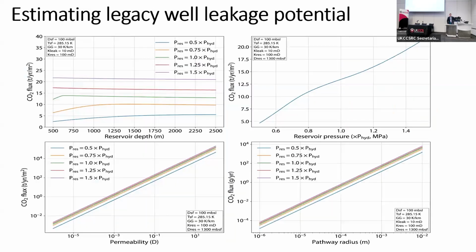What we've been doing at the minute, the project's still underway, so we're not done yet. Watch this space. Maybe next time I'll show some more detailed results. But what it can do is start to give you leakage rate estimates in, for example, tons a year for different scenarios. So here we're looking at different reservoir depths, different reservoir pressures, changes in permeability through the wellbore structure, and different pathway radii.